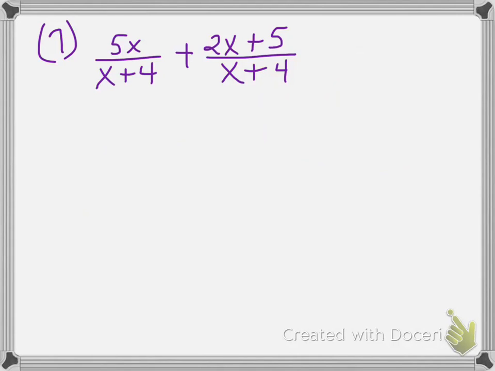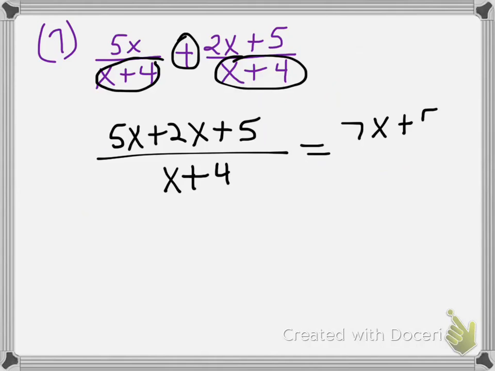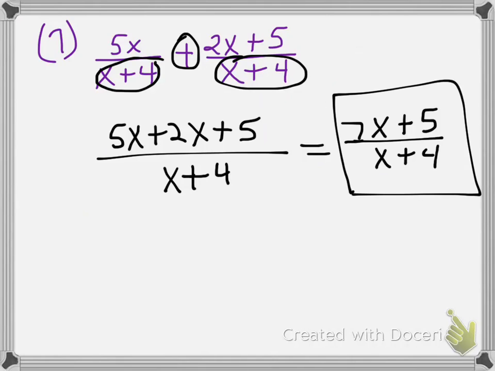Looking at number 7, if your denominator is the same as it is in number 7, keep the denominator and add or subtract, depending on what the problem says, the numerator. So I'm going to have 5x plus 2x plus 5. Simplifying this, 5x plus 2x is 7x plus 5 over x plus 4 is as far as that will reduce and simplify, and that's the answer.